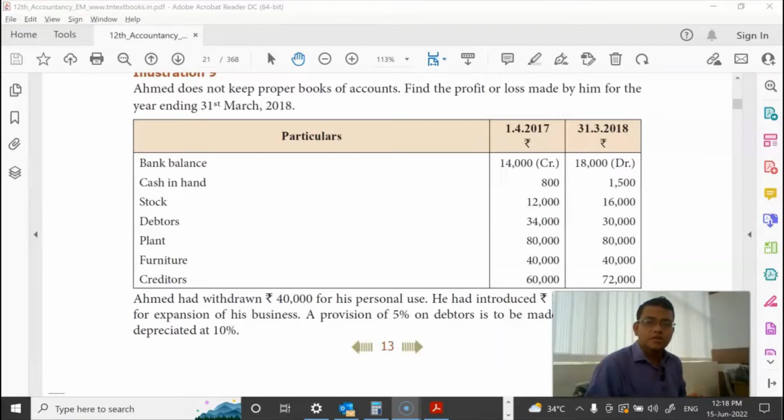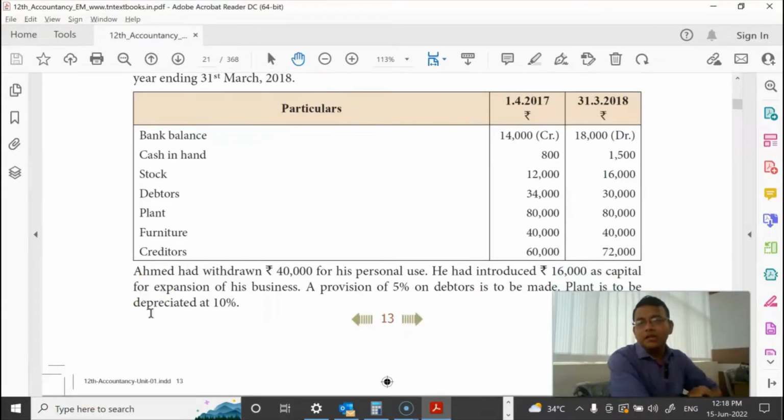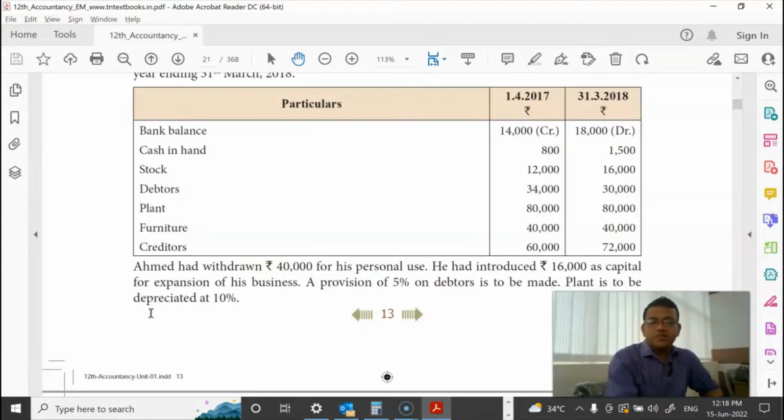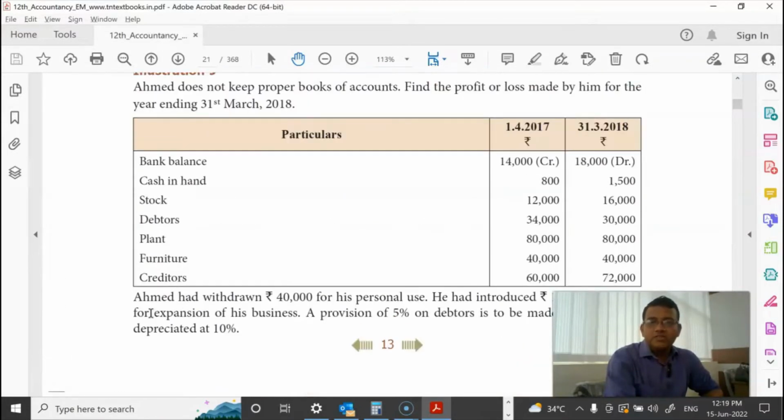So if you see the question, the first line is bank balance is given 14,000 in credit, 18,000 in debit, cash in hand, stock, debtors, plant, furniture and creditors. Now, Ahmed has withdrawn 40,000 for his personal use and he has introduced 16,000 as capital for expansion of his business, and a provision of 5% on debtors is to be made. Plant is to be depreciated at 10%. So this is the question. So we are going to find out from this the profit and loss made by him.